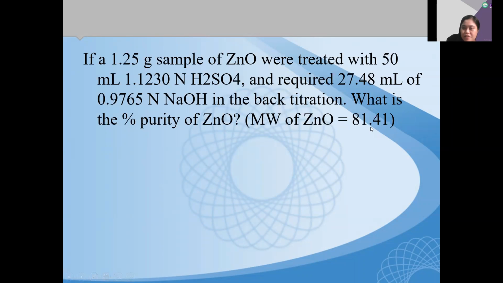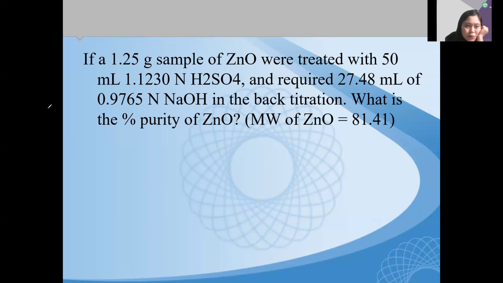Let's just use this one since nabigay na siya dito. Most of the time yung instructions ko kasi sa mga quizzes and sa exam, the atomic weights should be rounded off to the nearest whole number. So sa mga quizzes and sa exam lang yun ha. Pero you have to follow instruction pa rin. So read the instructions carefully. This time, since nabigay naman na yung molecular weight ni zinc oxide, we don't need to compute for it anymore. Gamitin na natin siya agad.